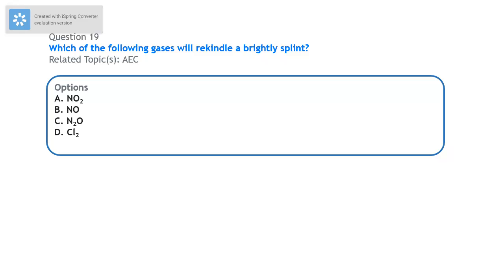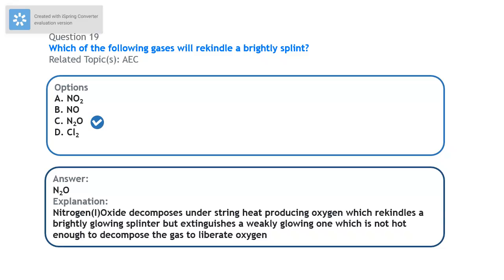Next question: which of the following gases will rekindle a brightly glowing splint? That is the nitrogen oxide. It will rekindle a brightly glowing splint.